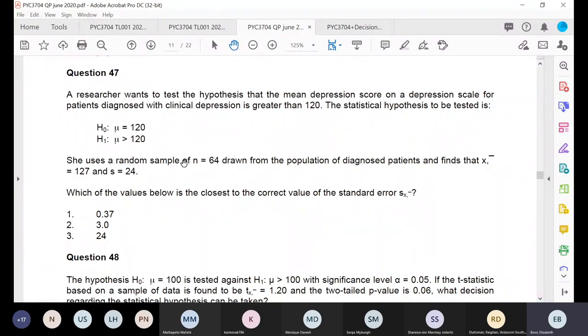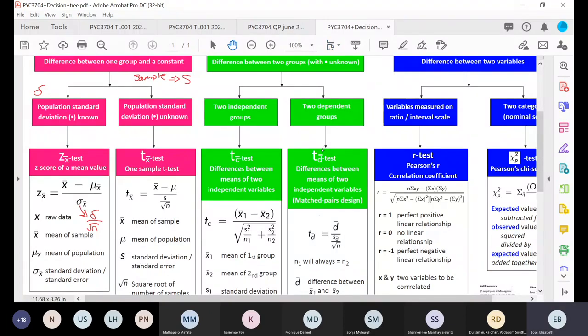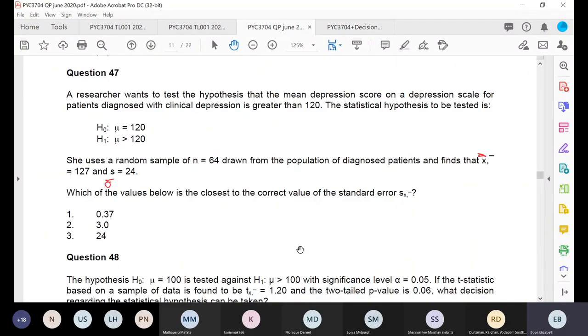Here they say she uses a random sample of 64 drawn from a population of diagnosed patients with the mean, X bar, of 127 and S of 24. Remember that? They didn't give you sigma. So this is not sigma, this is S. Let's go back to our paper. If they give you S, we use the T-test. It means the population standard deviation is not known. If they would have given us sigma, then we would use the Z-test. So if we were going to test the hypothesis on this question, we would use the T-test.